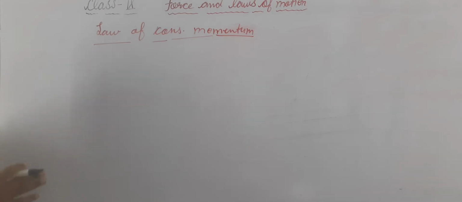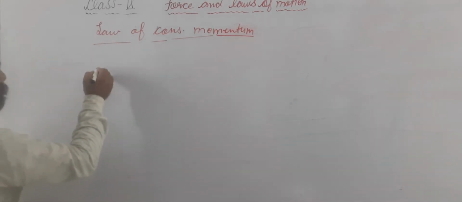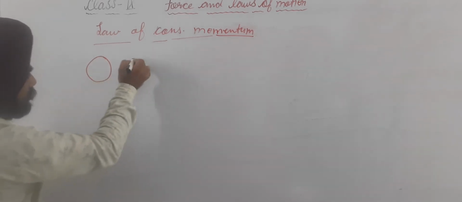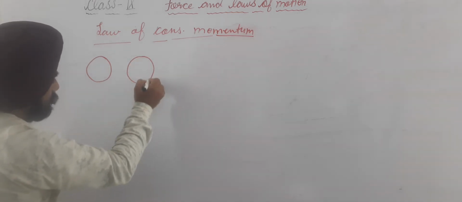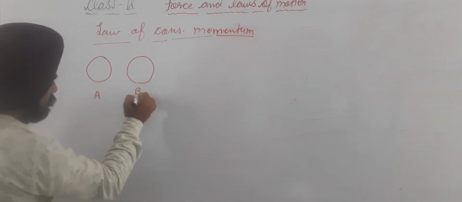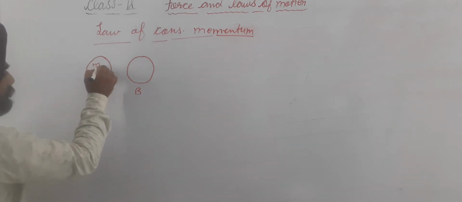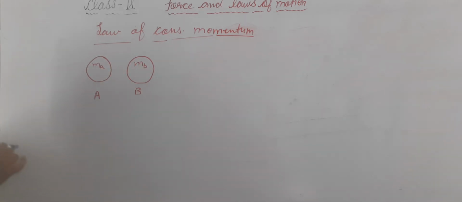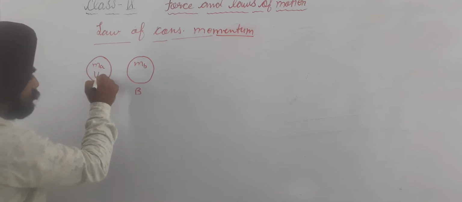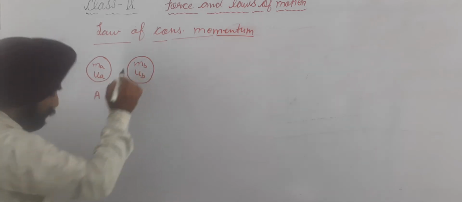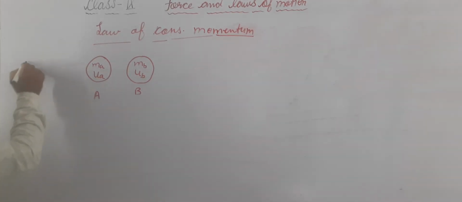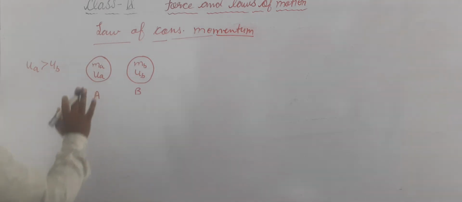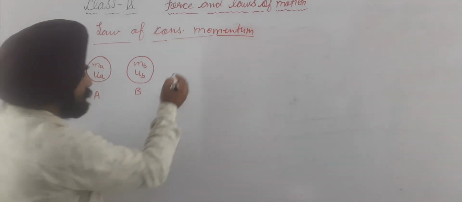In this derivation, we have to assume a few things. First of all, assume that there are two objects, A and B. This is object A, this is object B. Object A has mass MA and object B has mass MB, and they are moving with velocities UA and UB. We also assume here that UA is greater than UB. So if UA is greater than UB, then they will strike, obviously.